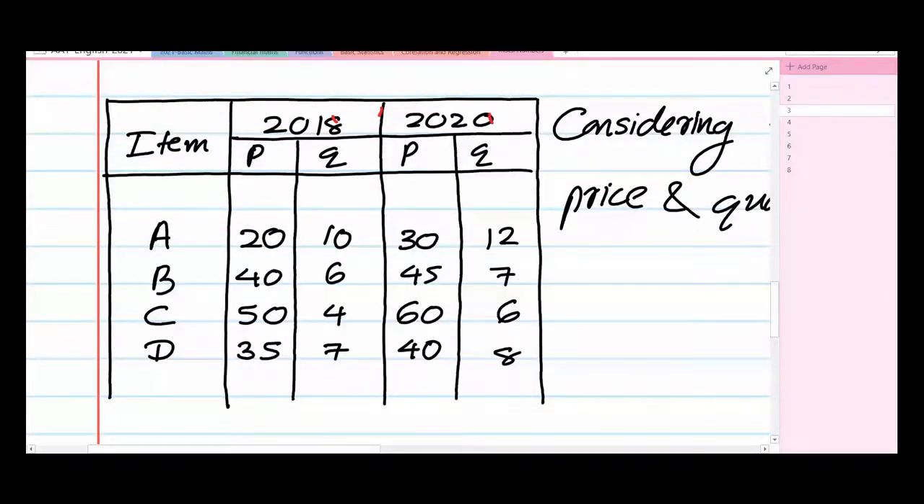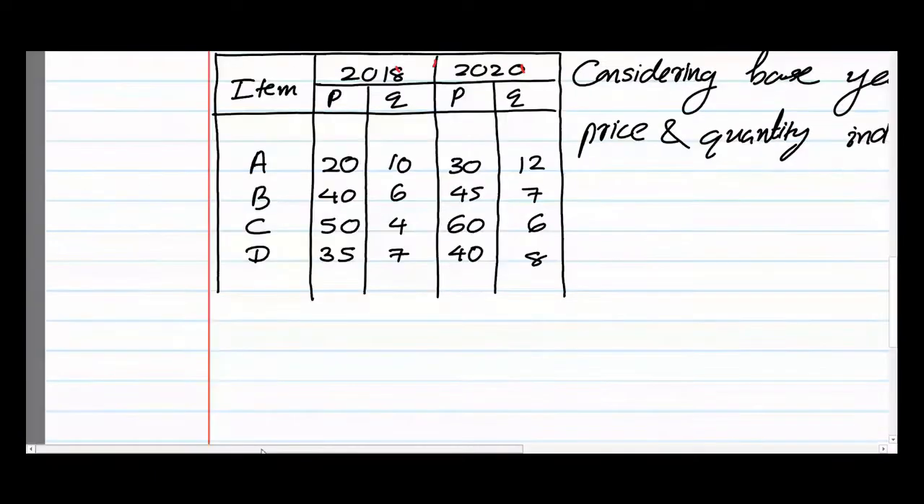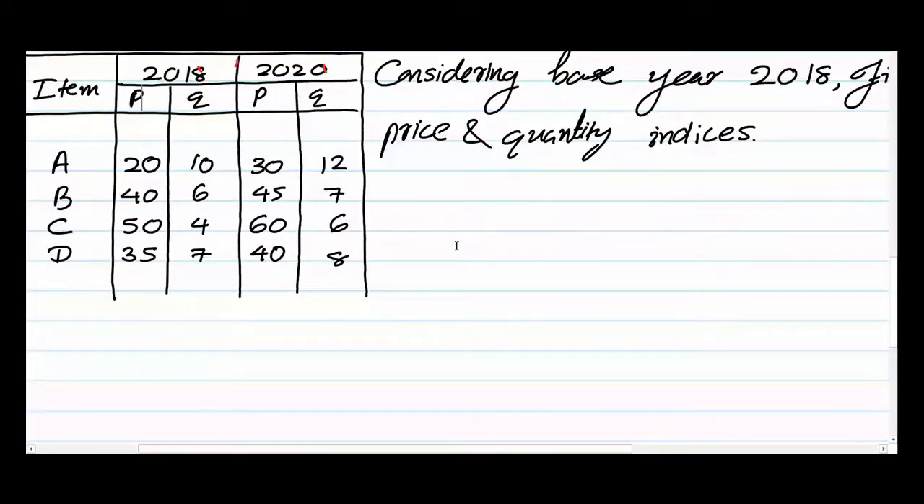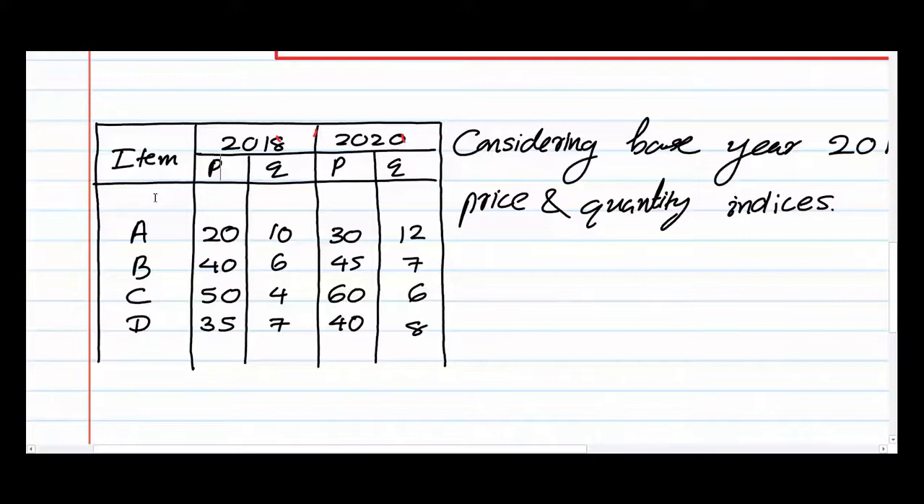That means they don't say Q0, P0 things, right? They only mention the base year, and you have to find the average price and quantity indices. If 2018 is the base year, here you have to put n value always 0, and for this one you can put n value 1. That is, here P naught, Q naught, P1, Q1.